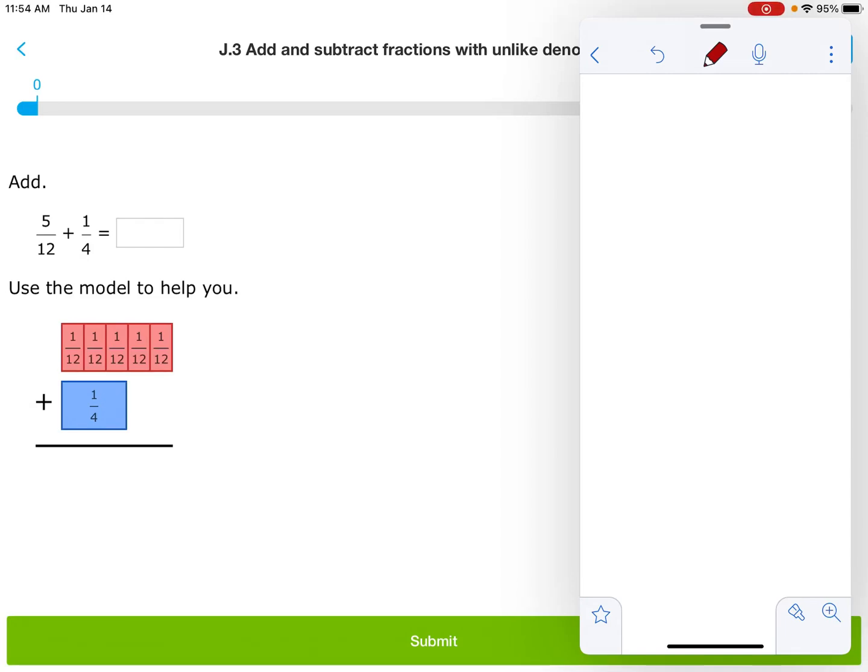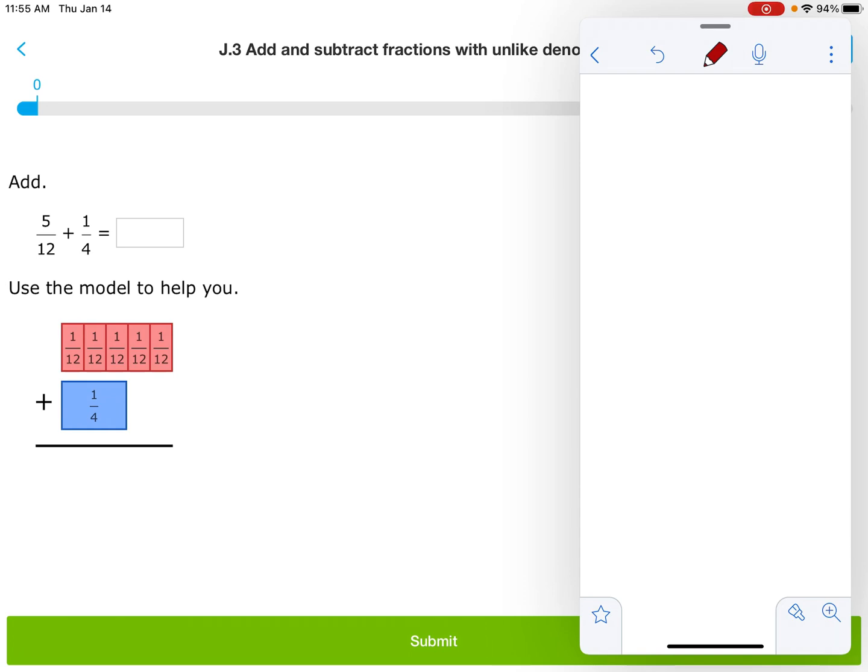Today we are going to work on IXL J3. Okay, so this is your assignment. Remember, your goal is to get to 70%. If you can't quite get there, try to get to 50% and then send me a message on Schoology saying you are struggling with it. Okay, well, let's get started.